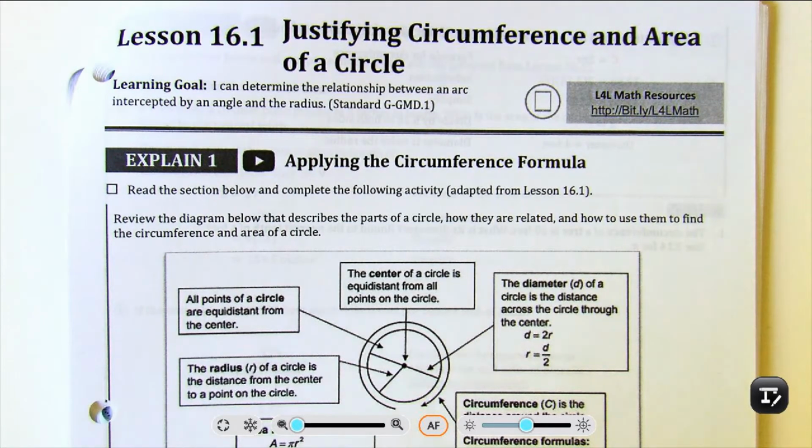Hello class, this is lesson 16.1, justifying circumference and area of a circle. For many of you, this might be a review lesson where we talk about the circumference of a circle and the area of a circle using two formulas. To start with, we're going to look at the circumference formula of a circle, and we're going to look at this diagram here.